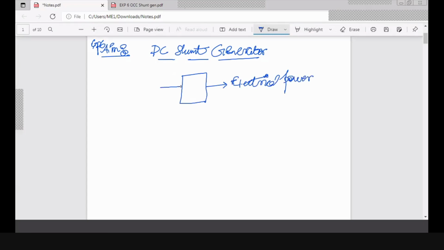And it should have some input also. So what will this take at the input? That will be mechanical energy. Mechanical energy is converted into electrical power, and we say that that type of device is a generator. Mechanical means there is some motion, and that motion will rotate the shaft of this generator. Now, what is this generator? This is basically an electrical machine.